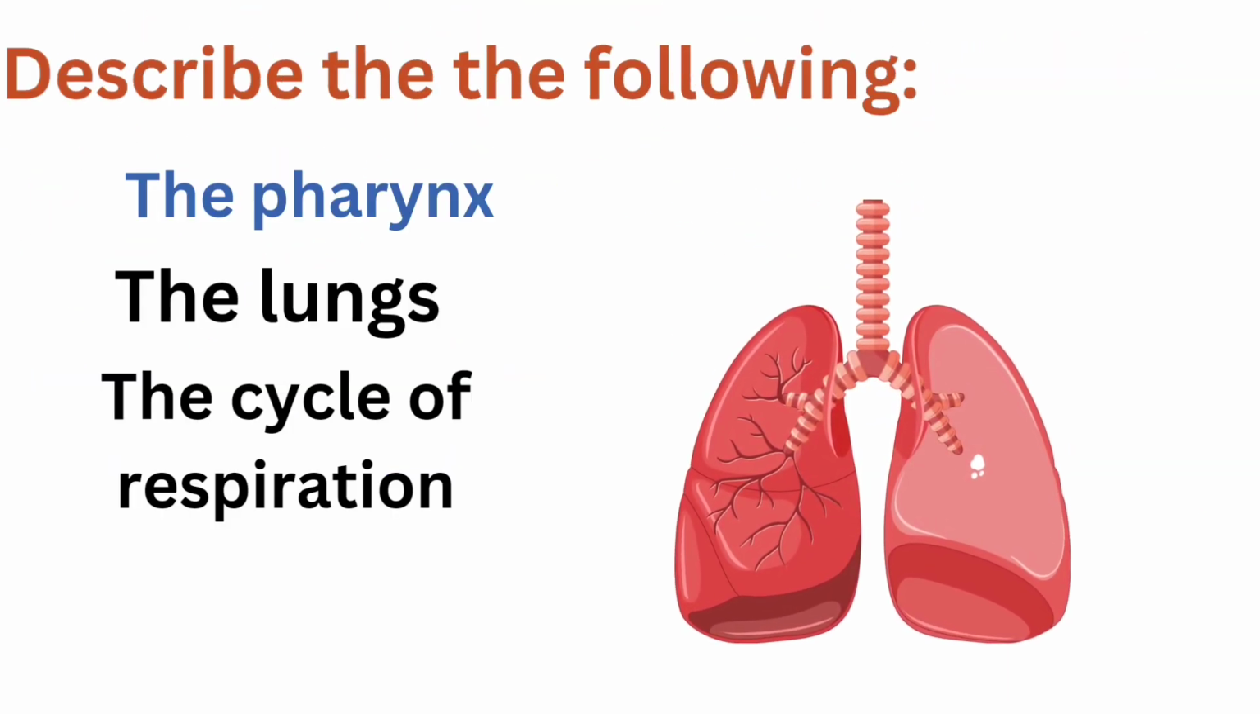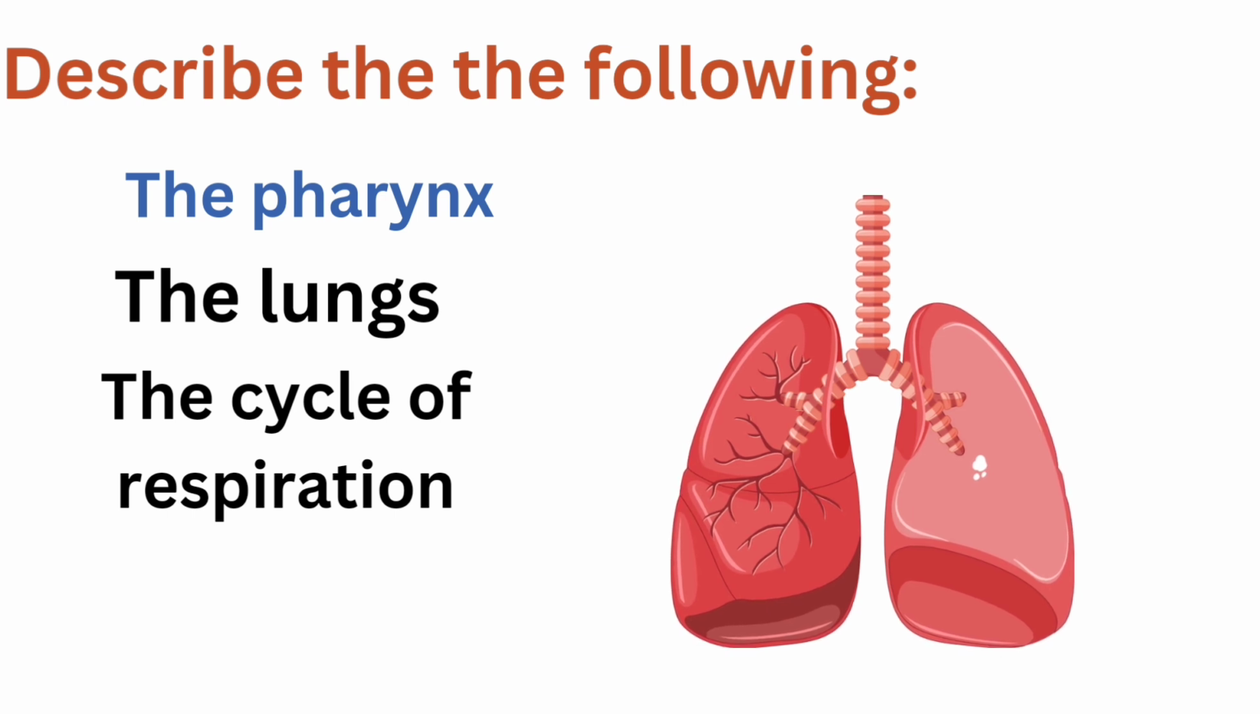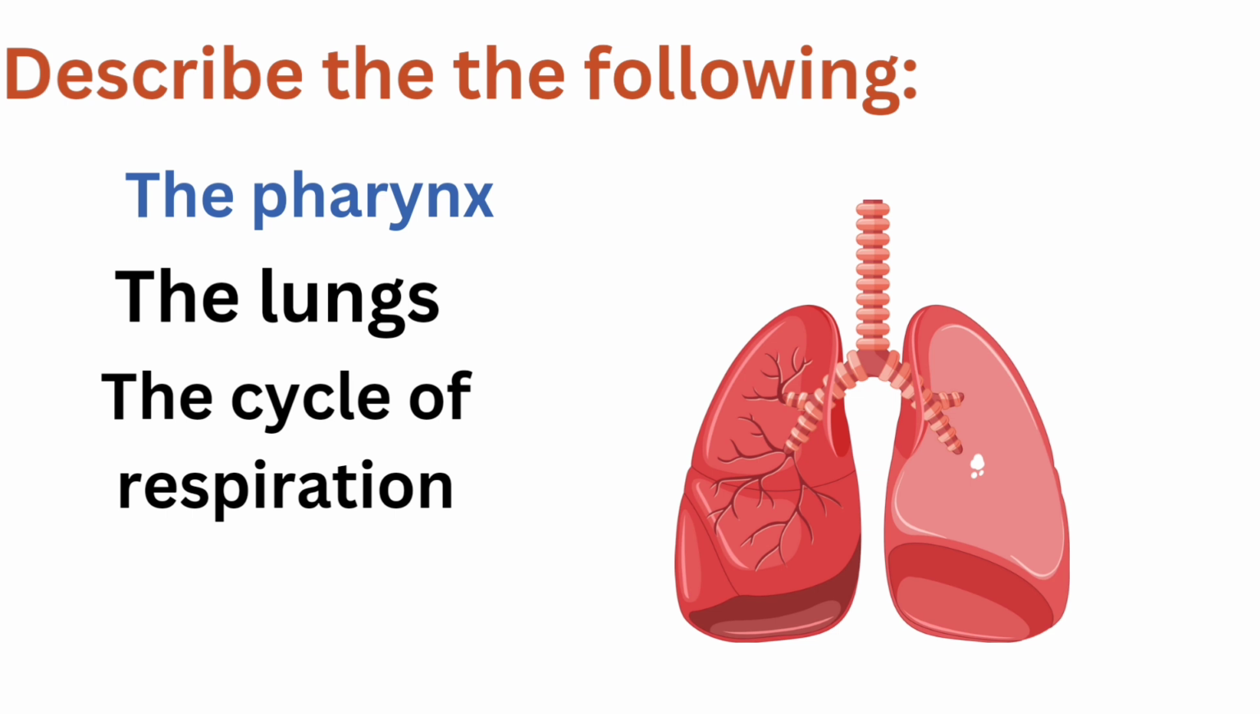In the respiratory system, we have questions like describe the pharynx. When describing the pharynx, you have to take into consideration the oropharynx, the nasopharynx, and of course the laryngopharynx. So describe the pharynx based on those 3 areas.